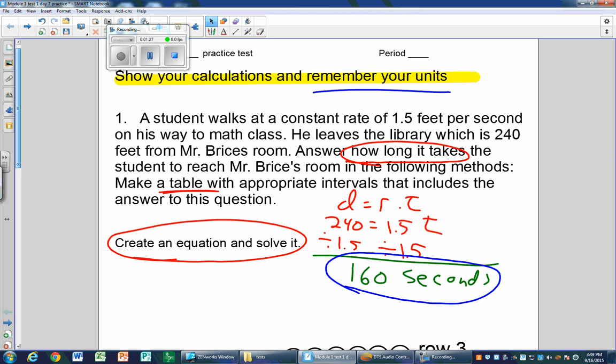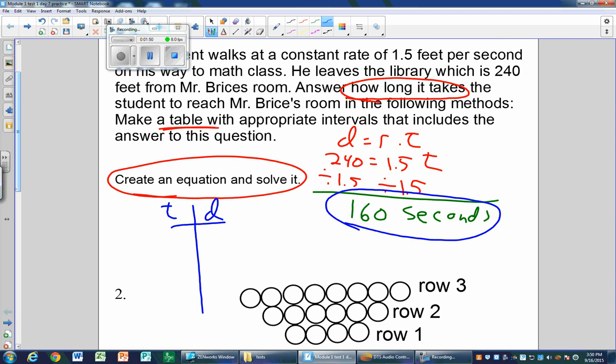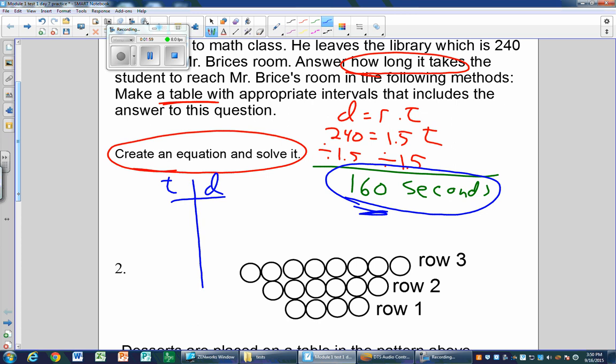Now, we know that we're going to have to go up to 160 seconds. I'm not quite sure how many times I told you this week or last week that time is always the independent variable. So time is going to be on that side of the table. And then distance depends on how long you've been walking. That's why it's the dependent variable, so it goes on the right-hand side of the table. Now, if time has to go up to 160 seconds, I'm not going to count by ones, and I'm not even going to count by tens. I'm going to count by 20s. 20 seconds, 40, 60, 80.